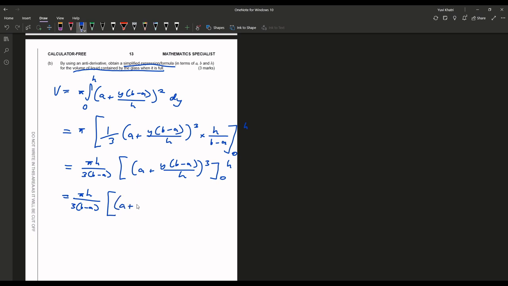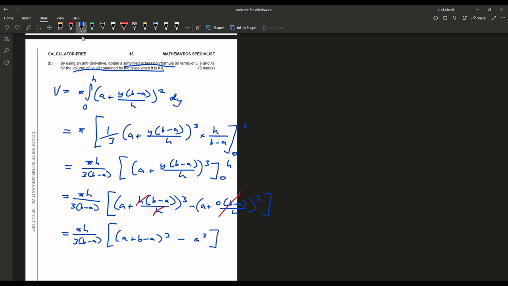So we'll sub in y equals h here, and then we'll sub in y equals 0 here. I'm running out of room. And this is just 0. And these h's can cancel. So we've got b cubed, take away a cubed, and these can cancel.